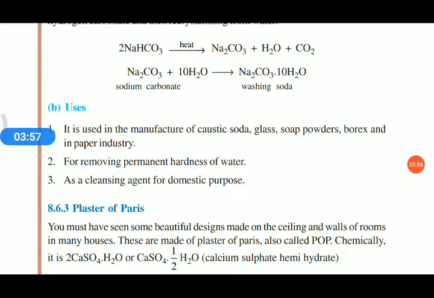As a cleansing agent for domestic purposes, in our daily use, we use washing soda for cleaning dresses and many other utensils or other home appliances.